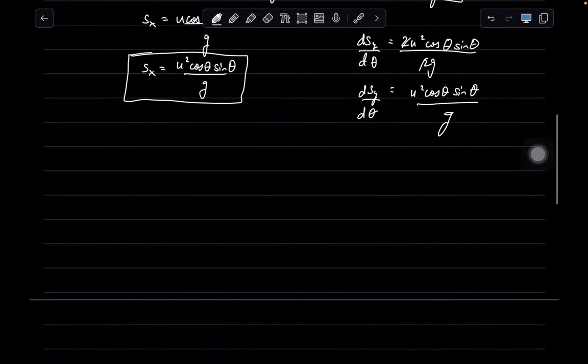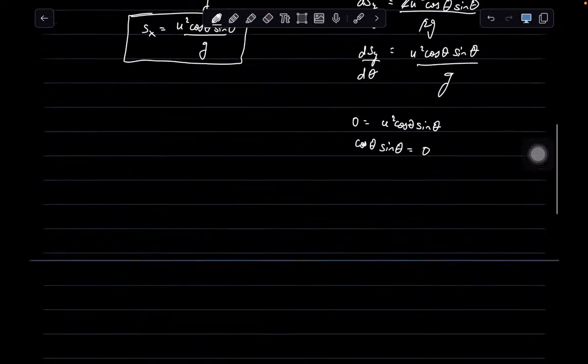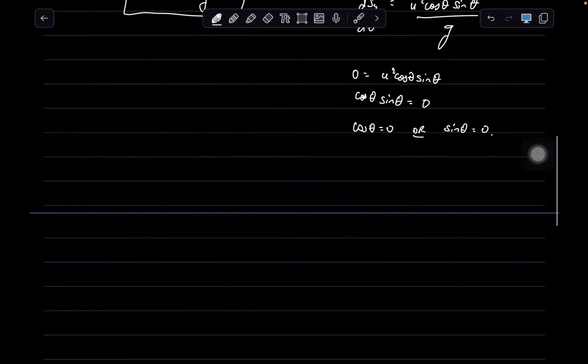Now obviously if I want to maximize that, I want to make the derivative 0 in order to find the stationary points. So I say that 0 is u square cos theta sine theta by g, since the g just goes up there. The u square also can go into the left-hand side and become 0, so we can just get that cos theta sine theta equals 0. So that says cos theta equals 0 or sine theta equals 0, and here you can get an equation for theta. Now if you look at cos theta equals 0, well, I know that cos theta is 0 at pi by 2.